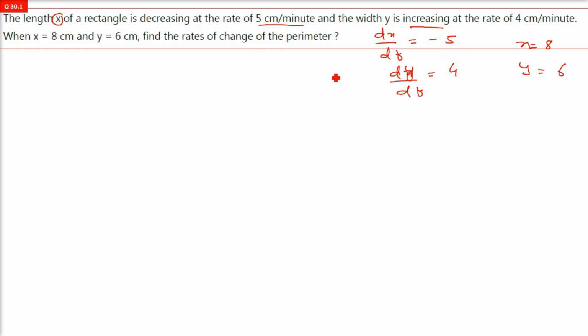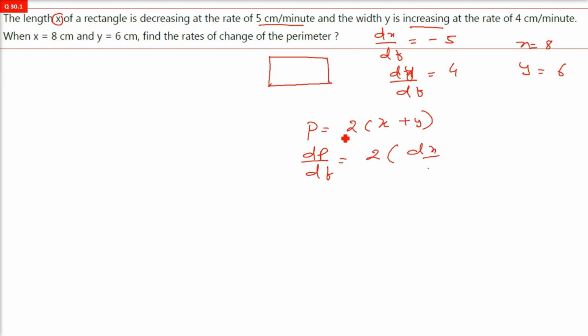Find the rate of change of the perimeter. Just see when this x equal to 8 and y equal to 6 will be utilized. You'll see here. So this is the rectangle. The opposite sides of a rectangle are equal, and the perimeter is simply twice of x plus y, because if a length is x, width is y, twice of x plus twice of y is the perimeter. So dP by dt is 2 times dx by dt plus dy by dt. You don't have to do anything. dx by dt is with you, dy by dt is also with you. Just put it here and the answer will be there.